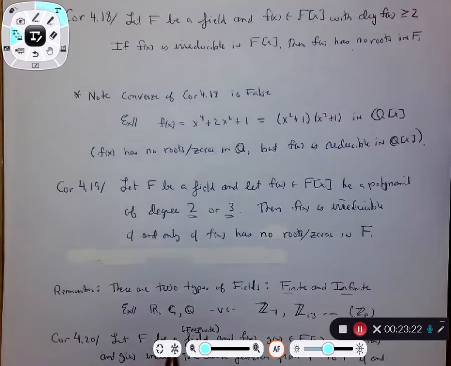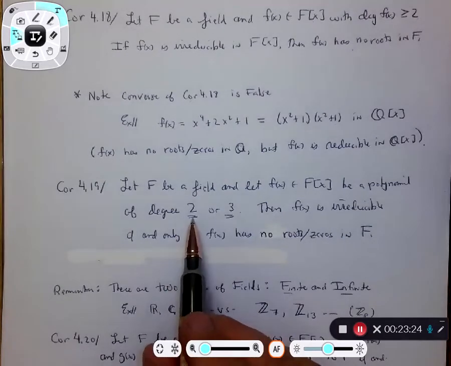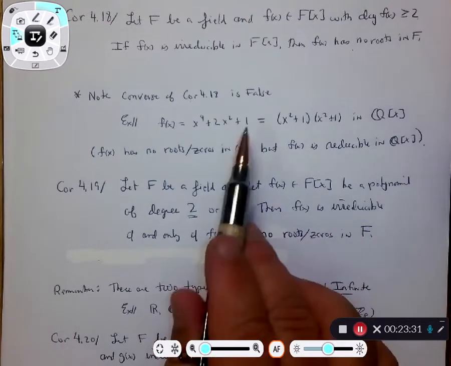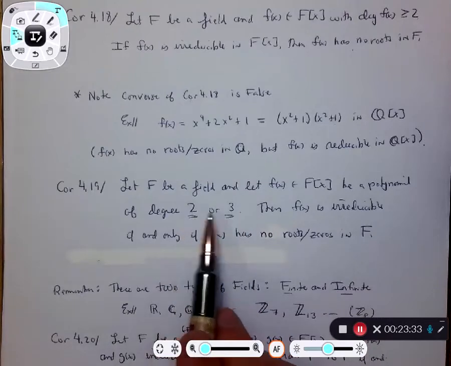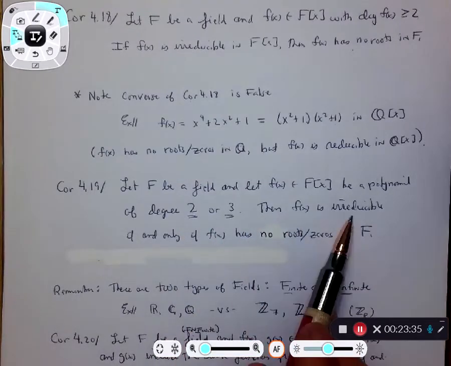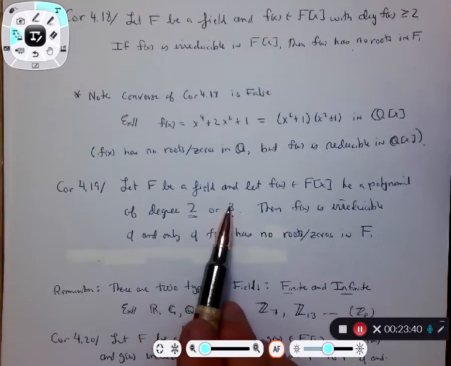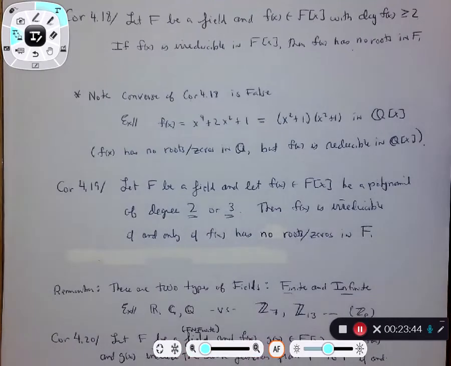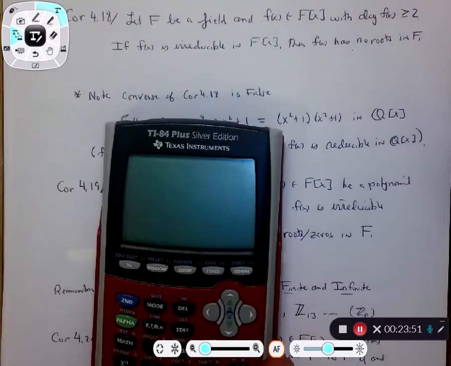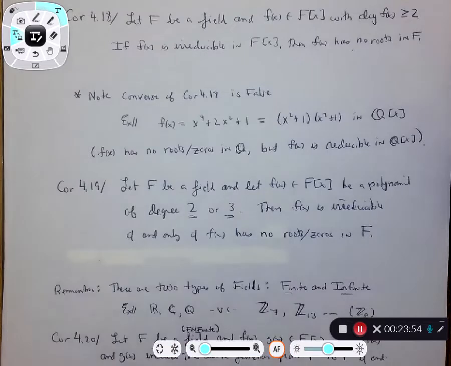So if I have a polynomial of degree 2 or degree 3, and not degree 4, we just got an example of that one. I don't want that. So it's either degree 2 or degree 3. Then f of x is going to be irreducible if and only if it has no roots or zeros. So for degree 2 or 3, it reduces when you actually have a zero. And a zero is also known as a root, also known as an x-intercept. So our calculators are going to be very advantageous when it comes to these things. You'll see that later.